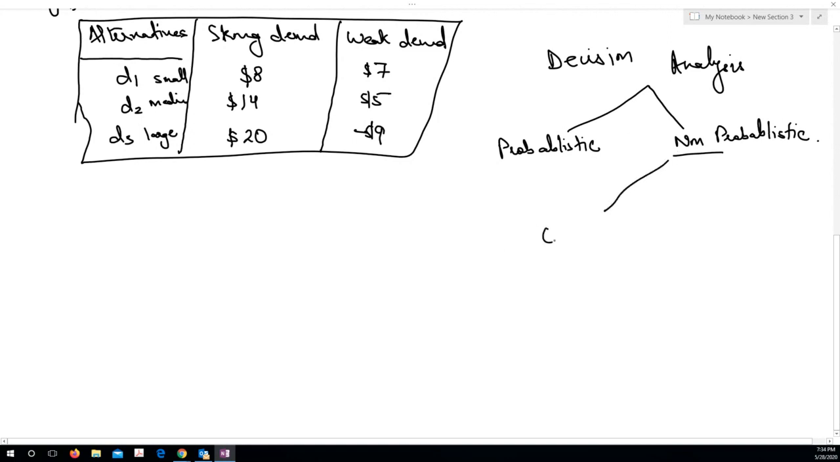For example, there is an optimistic method. All of these things are discussed in detail in the textbook. So there's a conservative approach, and then there is min-max regret.